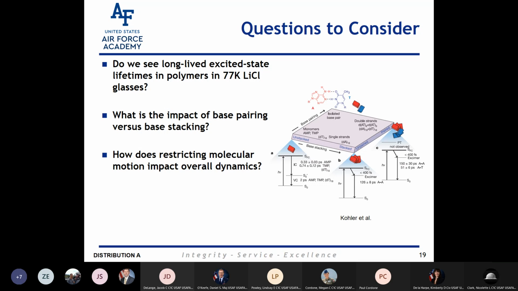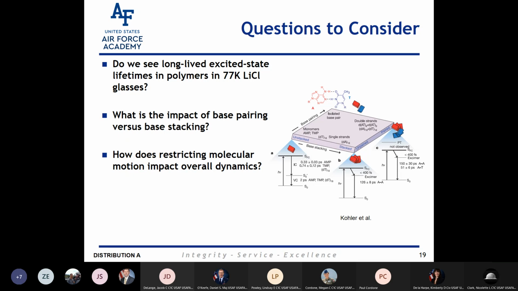And so with this new research, these are what we decided to consider. Some questions we were trying to find answers to: are we seeing these same long-lived excited state lifetimes in polymers when we freeze them, as well as the nucleotides? Does it still work when we have a long chain, basically? Is there a difference in the impact between base pairing versus base stacking? Base pairing is when two nucleotides pair together, so A and T or C and G, versus just a bunch of A's on top of each other. And lastly, we were looking at how restricting our molecular motion overall impacts the dynamics of the DNA molecule itself.